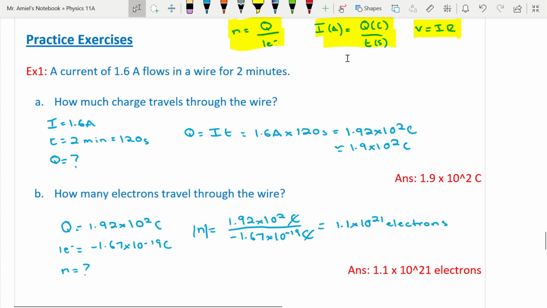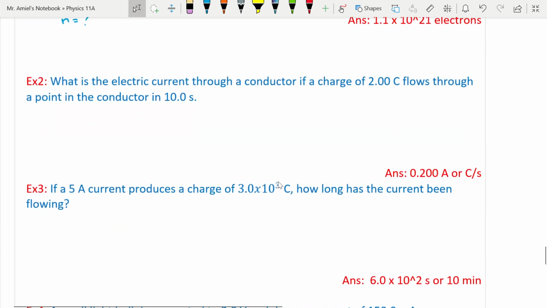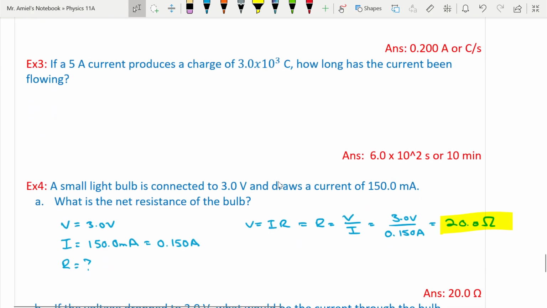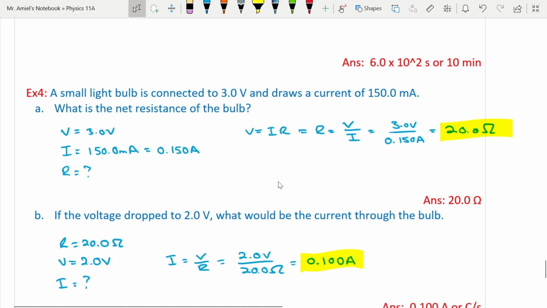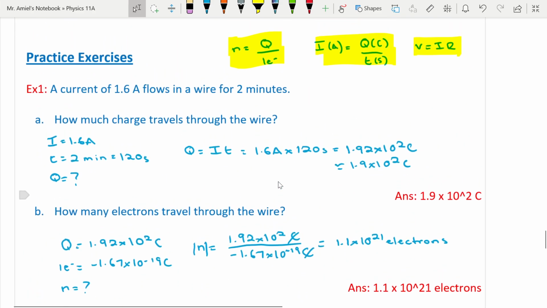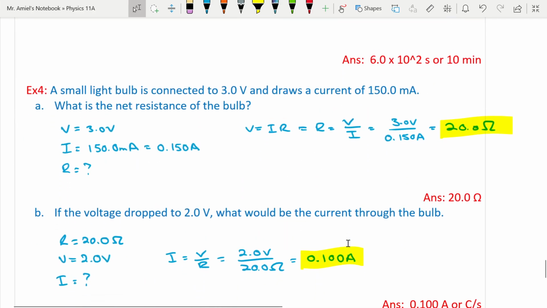Okay, so that's going through the first couple of equations. We're going to skip a few. I'll let you go through these on your own. But we're going to come down here to Ohm's law. So we're going to use our last equation here: our voltage equals our current times resistance.